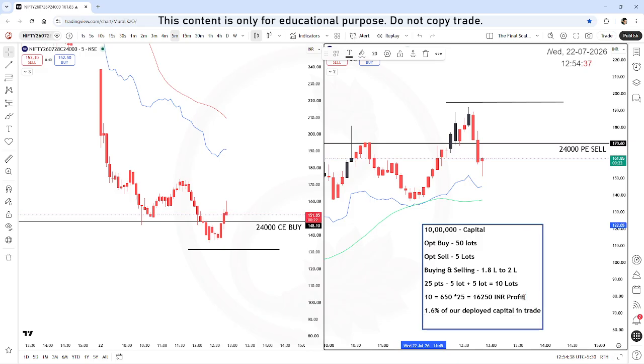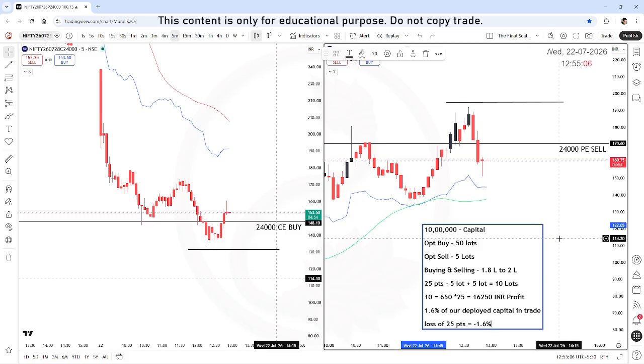Right? Now let's say the other scenario where you can argue, what if the losses happen? So let's say we lose 25 points. That is what I have considered in profit, so that is exactly what I'm going to consider in my loss calculation as well. So even in that case, how much will we lose? We will lose only 1.6%. Now that is the beauty of this thing, right?